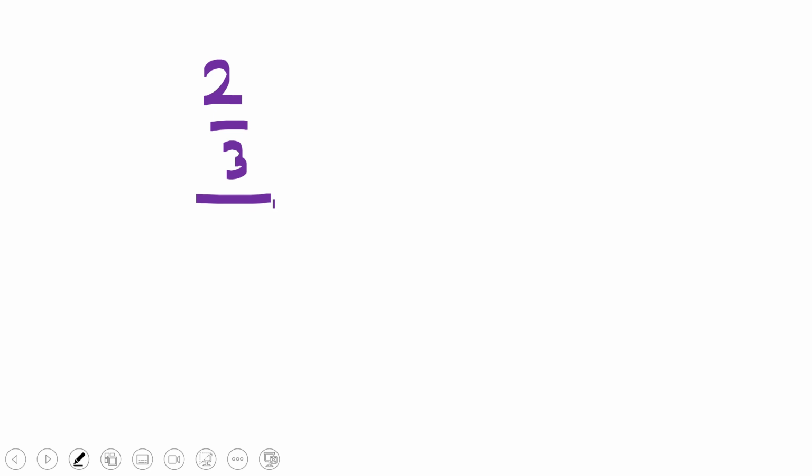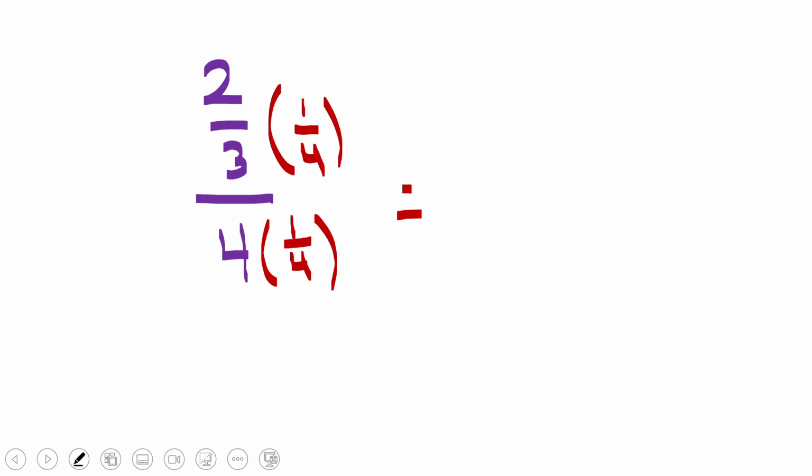Let's try it again. 2/3 divided by 4. Multiply numerator and denominator by the reciprocal. So any whole number can be put over 1. Now you can see the cross canceling, if that helps you. 4 divided by 4 is 1. 1 divided by 1 is 1. That leaves a 1 in the denominator.